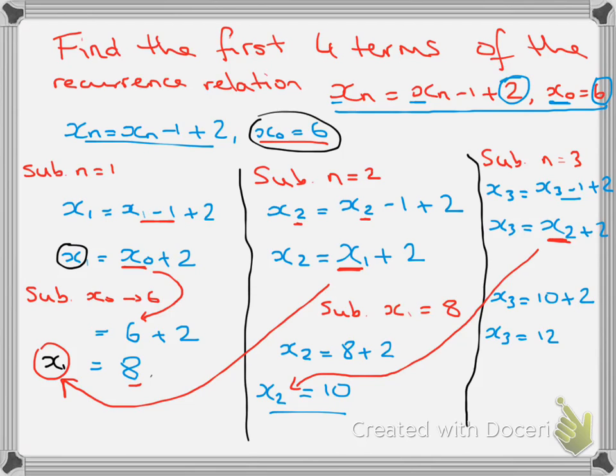So how many numbers do I have? I have the first number. Let me just change colors here for a second. I have the first number of 6. That's my first number in the sequence. I have the second number of 8, third number, and fourth number in my sequence. So if I wanted to write the first 4 terms of the recurrence relation, I can do it in the corner here squishily, but my first 4 numbers will look something like this: 6, 8, 10, and 12. That would be my final answer.